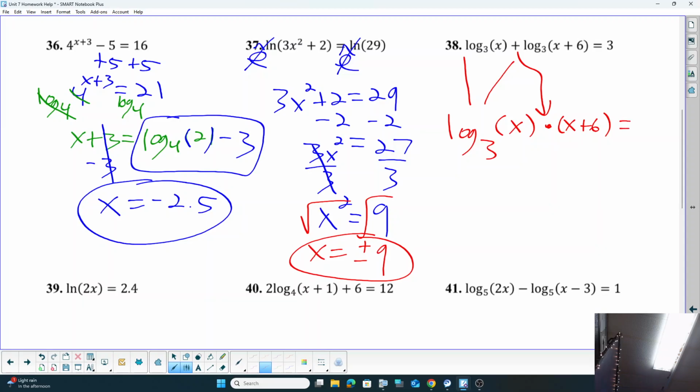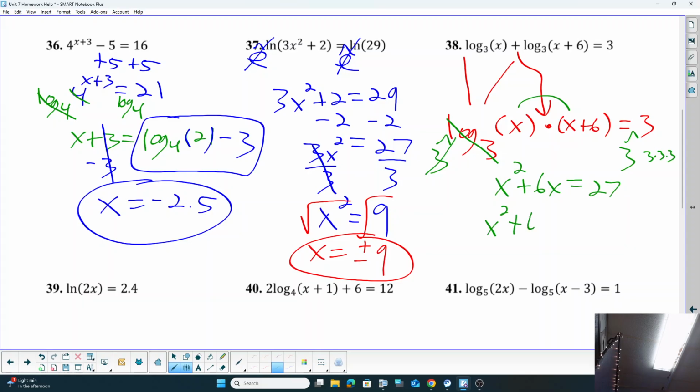Okay, so then we're going to put a 3 underneath it. If you do it to one side, you have to do it to the other side. So that gets rid of the log base 3. x times x is x squared plus 6x. 3 to the third power is 3 times 3 times 3, which is 27. We're going to minus that 27 to the other side.